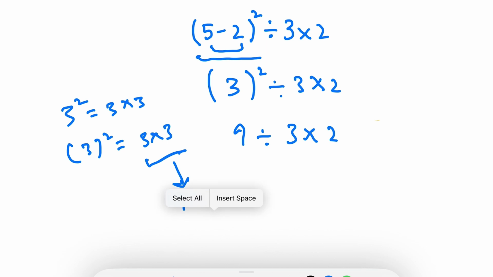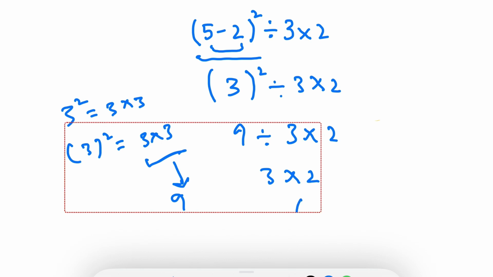Now here we have multiplication and division. So first we simplify the division. 9 divided by 3 is 3, multiply with 2. So the final answer of this question is 6.